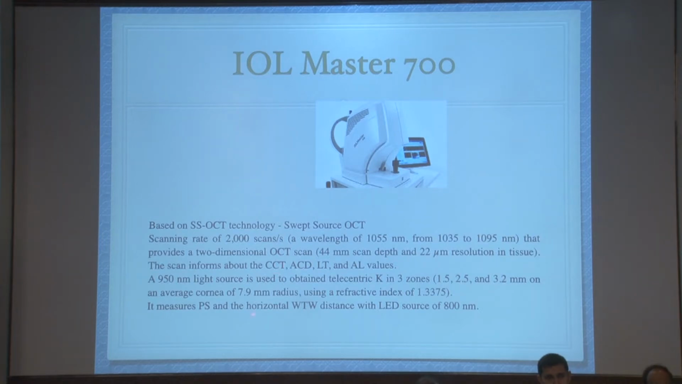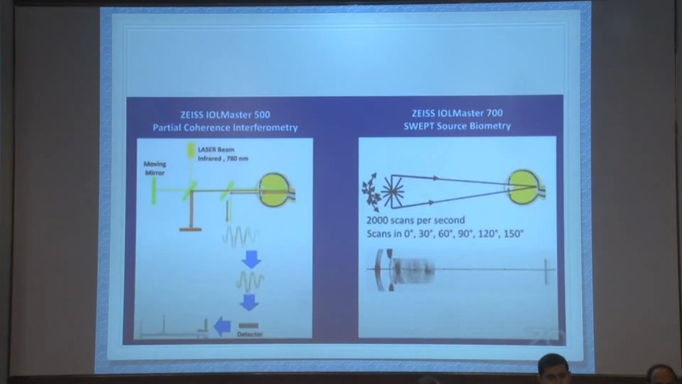And it uses a telecentric keratometry in 3 zones, 1.5, 2.5, and 3.2 millimeters, using a refractive index of 1.3375. So this was the IOL Master 500, as I said, based on partial coherence interferometry, and now this is the IOL Master 700, which uses swept source OCT.